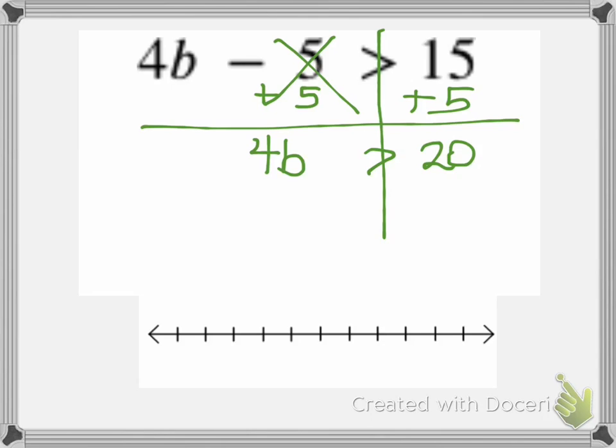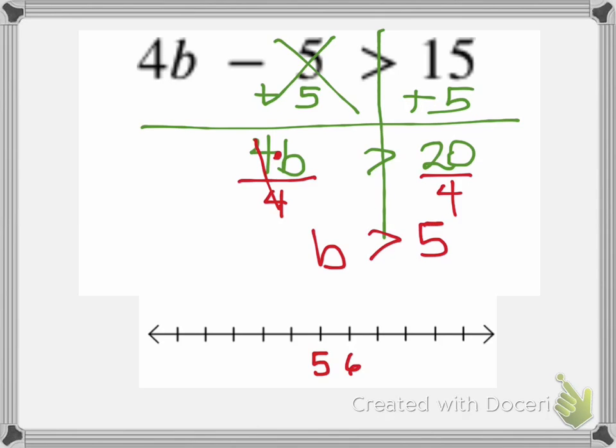Now I've got to do the inverse operation of 4b, so that means 4 times b. So the inverse operation of multiply is divide. The 4's eliminate, so that leaves b is greater than 20 divided by 4, which is 5. So I'll put 5 in the middle of my number line. The numbers larger than 5 would be 6, 7, 8, 9. And the numbers smaller than 5 would be 4, 3, 2, 1, and so forth.